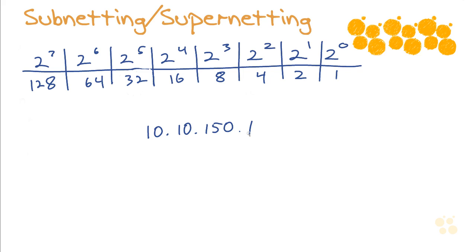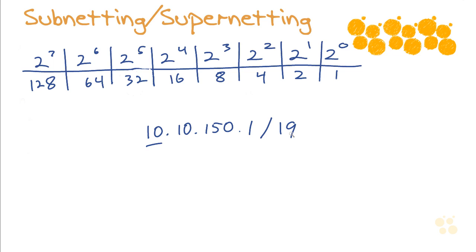10.10.150.1 is our address. Again, very realistic because this is a private address. 10.10.150.1, and we notice we have a /19 mask. We want to know our network address. We want to know our broadcast address. What's the first usable on our segment? What's the last usable on our segment?